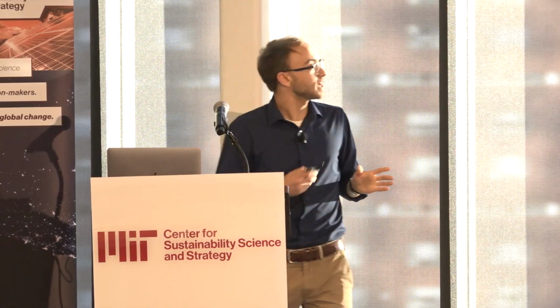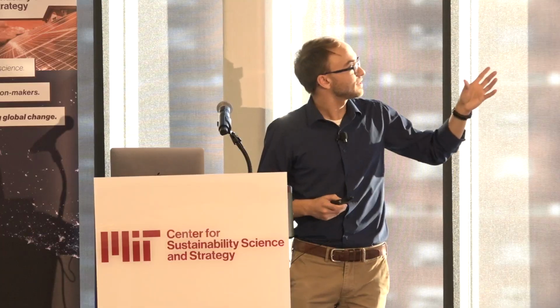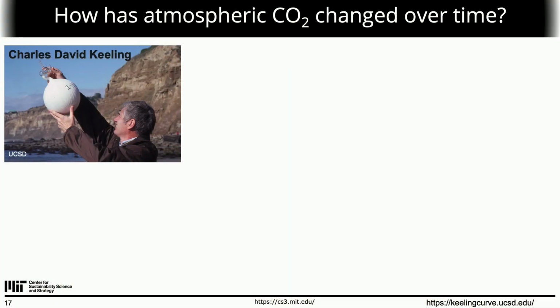OK, so how has CO2 changed over time? This was something that a gentleman named Charles David Keeling was very interested in the mid-1950s. He came up with this really novel way of measuring the amount of CO2 in a bucket of atmosphere here. So he has what's called a flask. And he's collecting air here. And basically what happens is you open up this flask, you bring it back to the lab, and you're able to measure how much CO2 there is in the atmosphere.